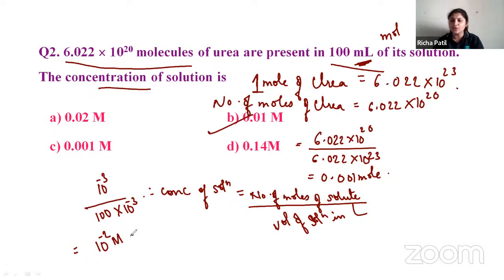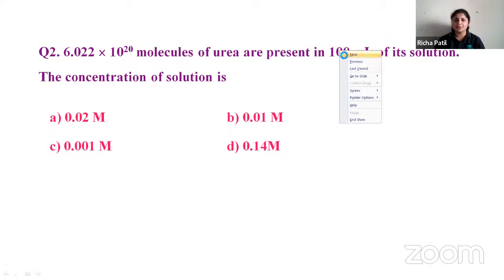So like this, you are going to solve the problem. I hope you have understood. So first, you have to see the number of moles. Okay, how many moles are present? Then you have to find the concentration. So how many moles of solute are present, and then find the concentration. So this is the way you are going to solve it.